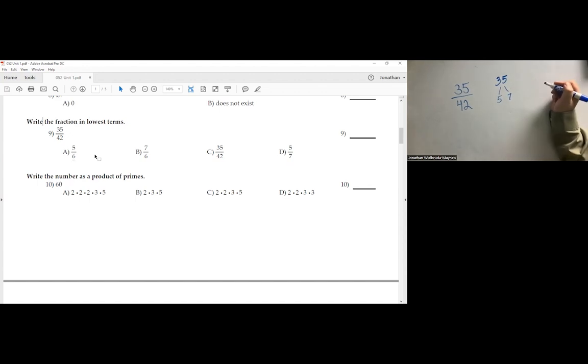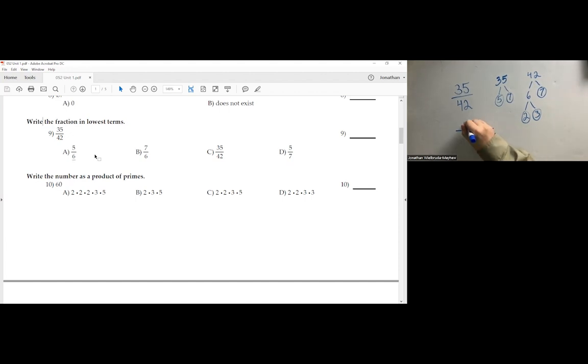35 is 5 times 7. Both of those are prime. 42 is 6 times 7. 7 is prime. 6 is 2 times 3. Those are prime. So we could rewrite it as 5 times 7 over 2 times 3 times 7. The 7s cancel. We're left with a 5 on top, and then 2 times 3 on the bottom, which is 6. So 3 different ways of showing that we get 5/6 as an answer for number 9.